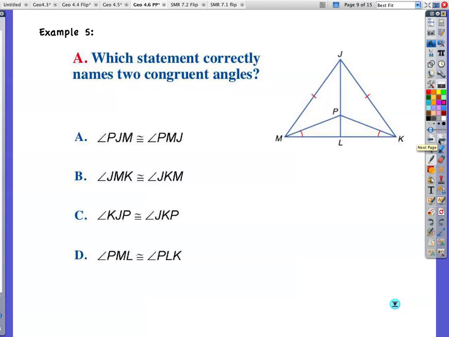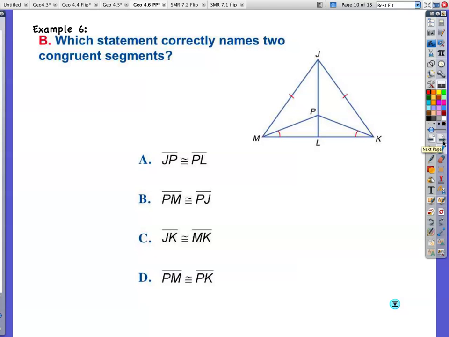Example 5. Which statement correctly names two congruent angles? And I know, you see those angles right there, that's not what they're asking for. You're going to use these segments that are congruent, and you're going to take this angle right here and compare it with this angle right here. So I need to look, do I have a JML or a JMK? Well, I see a JMK right here, let's check. Congruent to JKM. Yep, that works, so we're going to go with B.